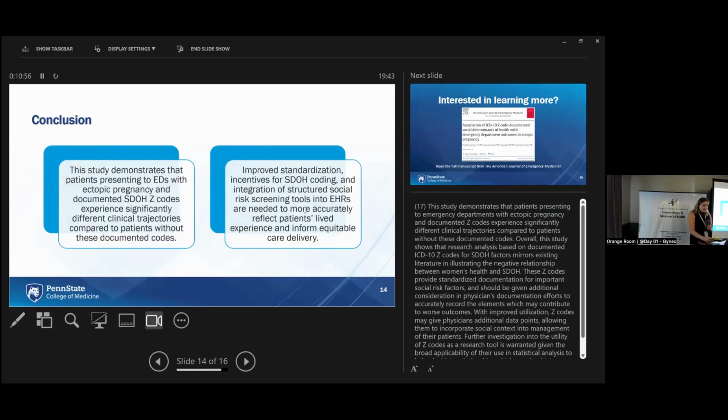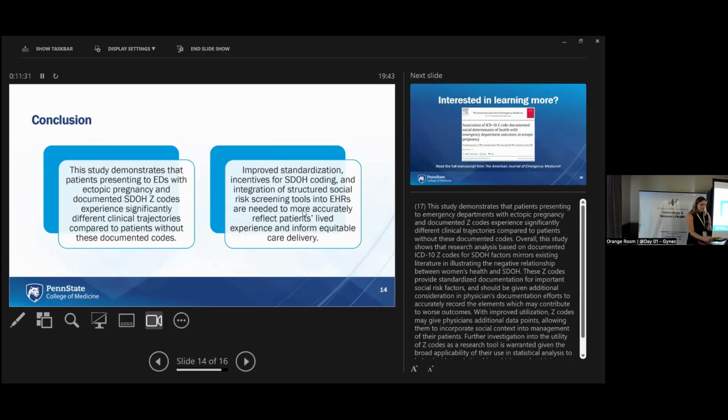So again, this study demonstrates that patients presenting to emergency departments with ectopic pregnancy and documented Z codes experience significantly different clinical trajectories compared to patients without these documented codes. Overall, the study shows that research analysis based on documented ICD-10 Z codes for SDOH factors mirrors existing literature in illustrating the negative relationship between women's health and social determinants of health. These Z codes provide standardized documentation for important social risk factors and should be given additional consideration in physician documentation efforts to accurately record the elements which may contribute to worse outcomes.